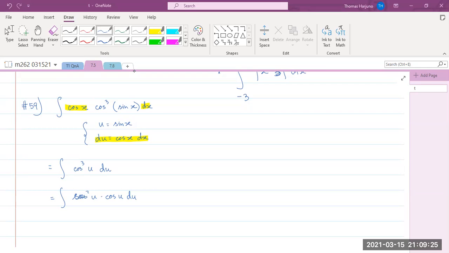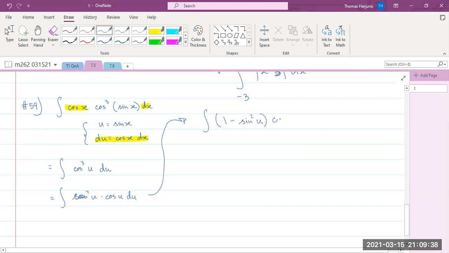And then let me continue here. Oops, it doesn't show up. So this is the integral of 1 minus sine squared u cosine u du. And then I substitute again. Let's call it w equals sine u. So dw is cosine u du. So I get the integral of 1 minus w squared dw, which is w minus 1/3 w cubed plus constant.